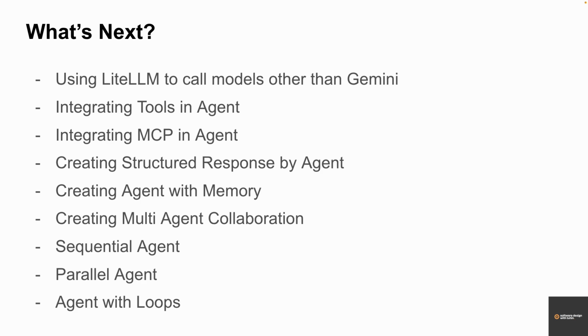We will also cover creating a structured response by the agent. Sometimes an agent generates responses in natural language, but if the agent's response needs to be consumed by something, then it needs to provide a structured response like a JSON-like format. We'll see how to create a structured response by the agent, and we'll create an agent with memory, create multi-agent collaborations, showing how multiple agents can collaborate with each other, and we'll create a sequential agent, a parallel agent, and agents with loops. So this series is going to be very interesting.